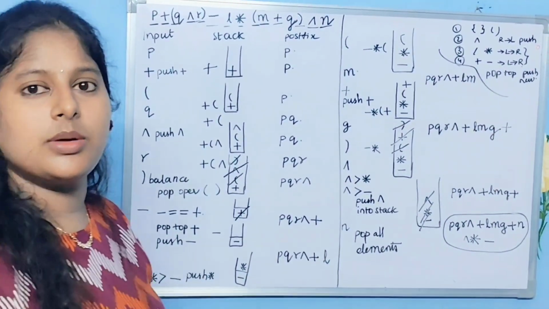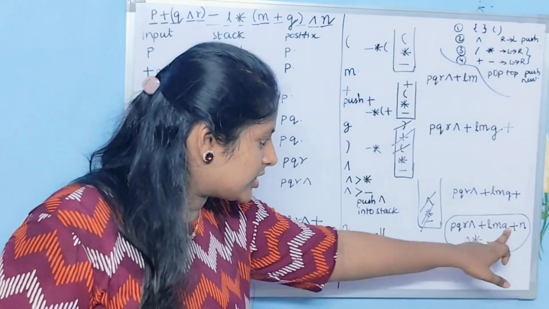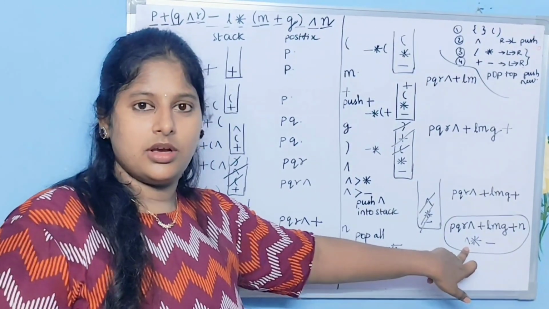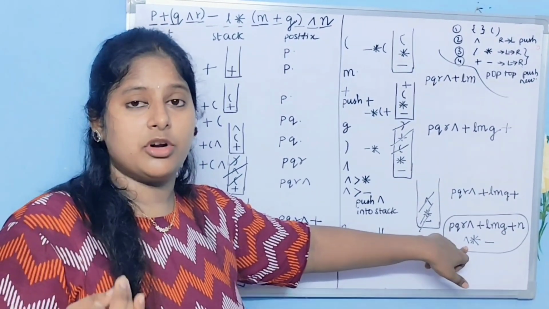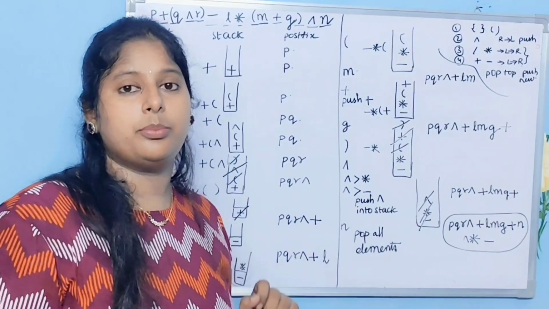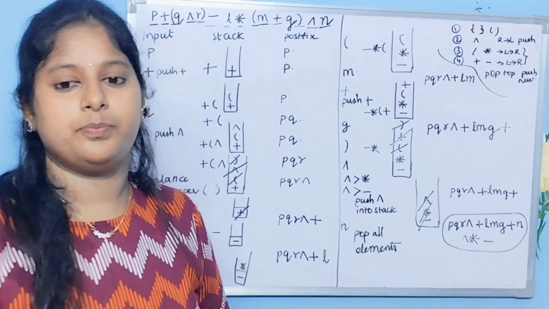How can you say this is the postfix expression? See the expression, at last you got 3 symbols. Okay, in case at the end you have a number of operators, then it is called a postfix expression. Okay.